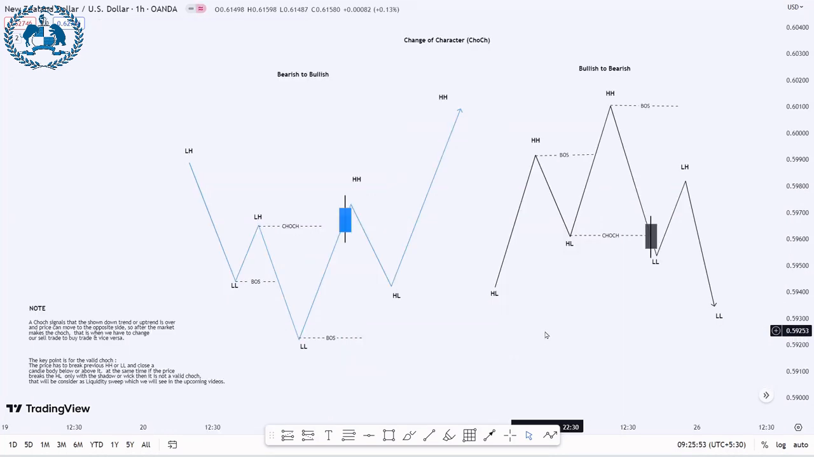Now we will see about change of character. Short form is CHOCH.